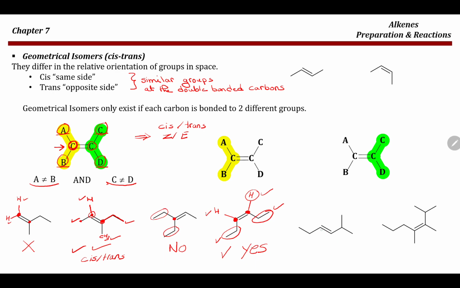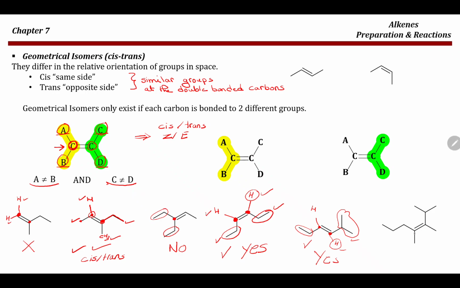One more example. Moving to this point here. This one is bonded to branch 1, and the second branch is a hydrogen. Those are different, so this is fine. Second carbon here, this one. This is the first branch and the second branch is a hydrogen. Again, those two are different, so we're fine. Yes, we have cis-trans isomers here.